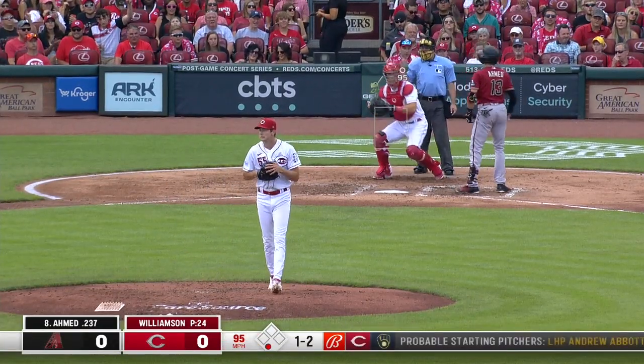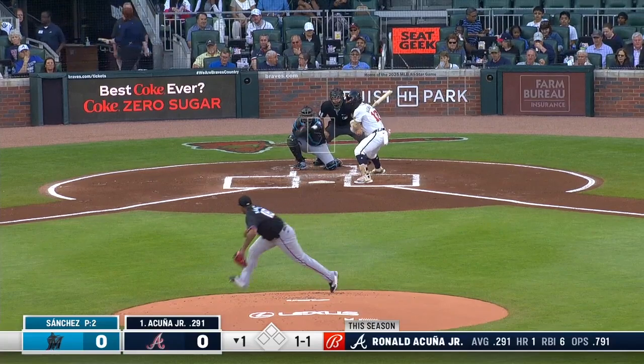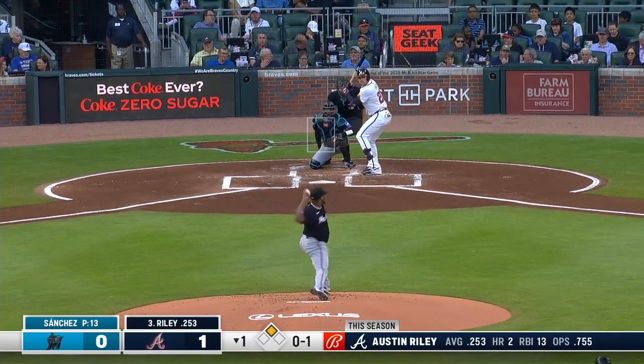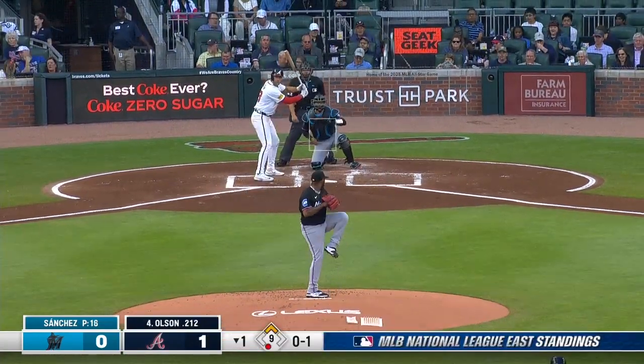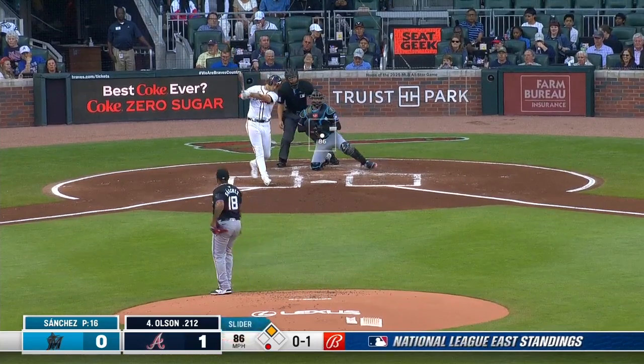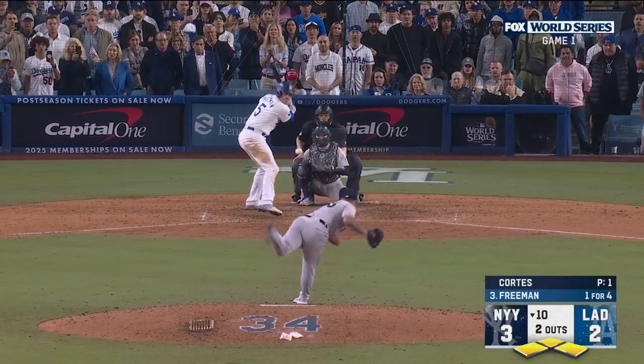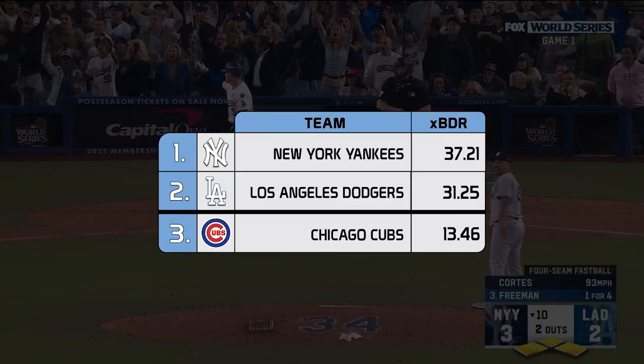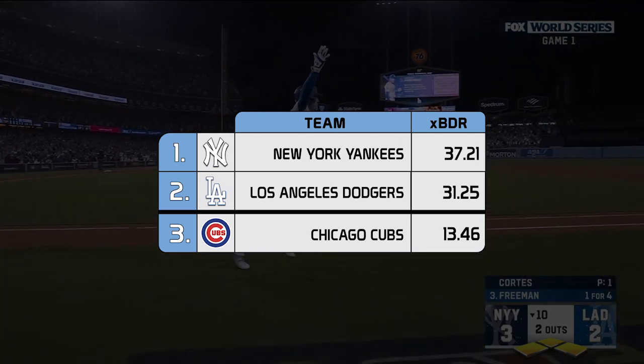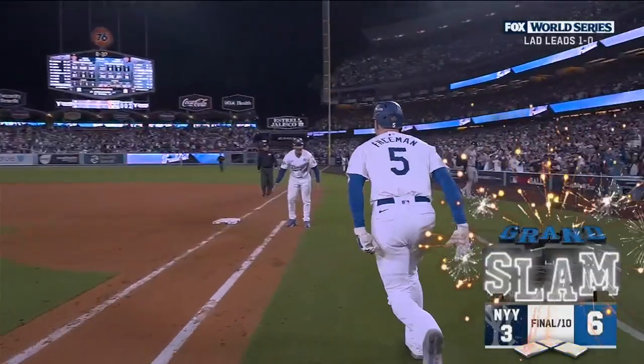When analyzing the xBDR of each MLB organization, I took the sum of each pitch a team faced in 2024. Notably, the top 2 teams by xBDR in 2024 were the Yankees and Dodgers, who led their leagues in wins and played each other in the World Series.